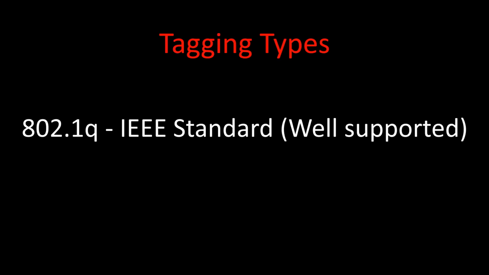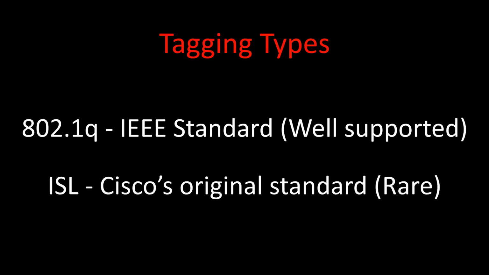Because this is an IEEE standard, all switches can use it, which means a trunk between switches from different manufacturers is possible. The second possibility is called ISL, or Inter-Switch Link. This is Cisco's original trunking standard and is much older than 802.1q. This one's getting pretty rare these days. In fact, I've never actually seen it in production myself. But you do still see it mentioned in some documentation, and you can still configure it on some switches, so you need to be aware that it's out there. But in most cases, forget ISL and focus on 802.1q.